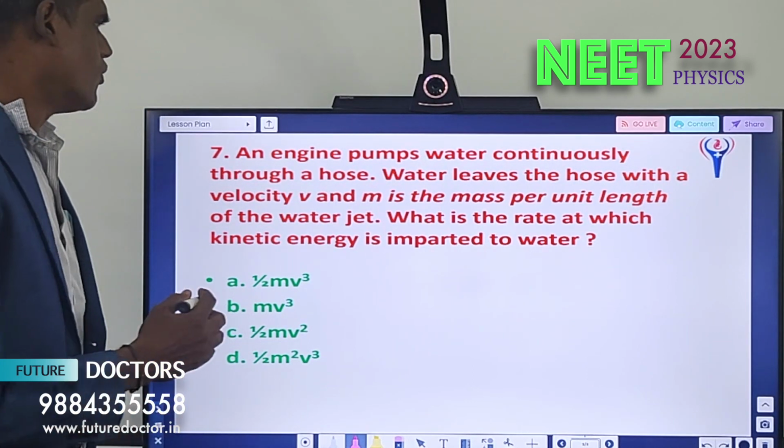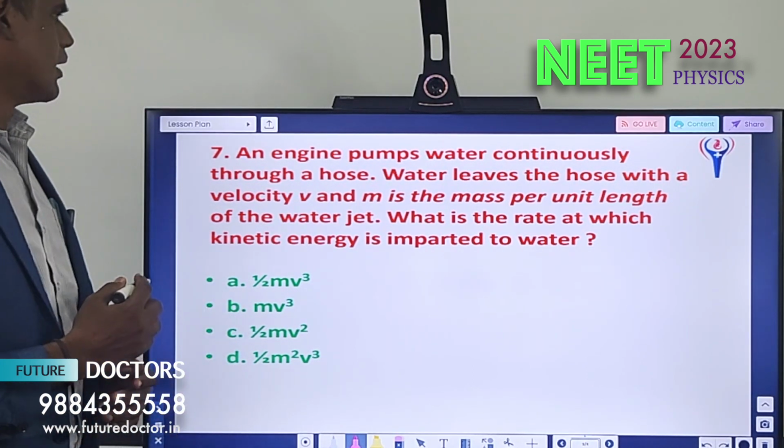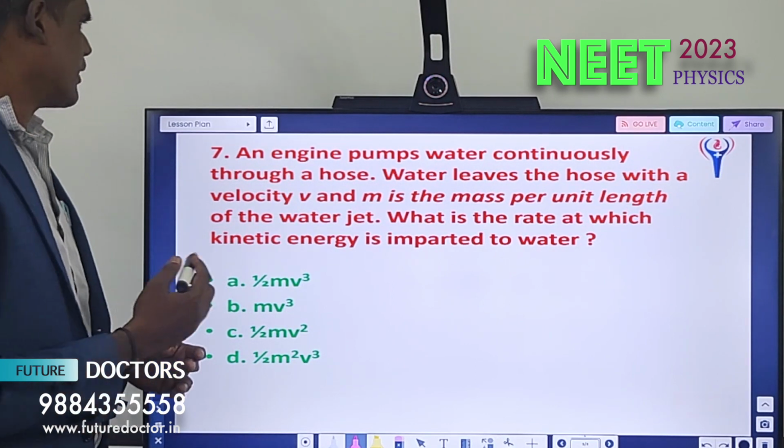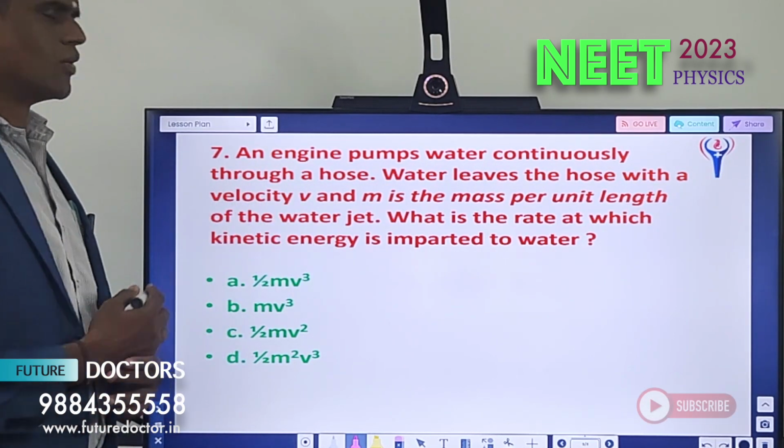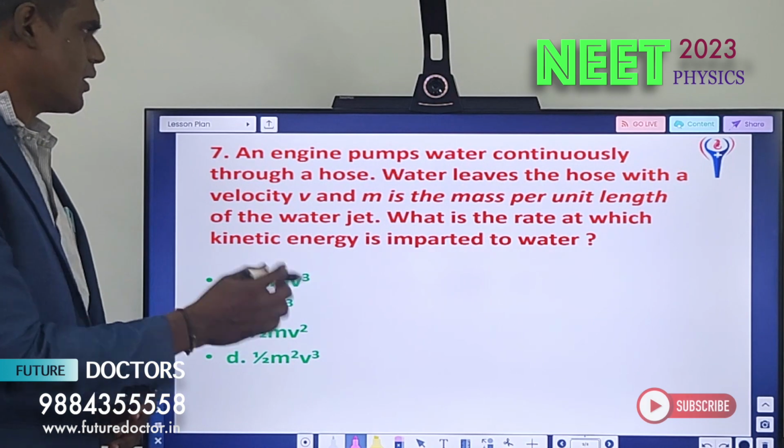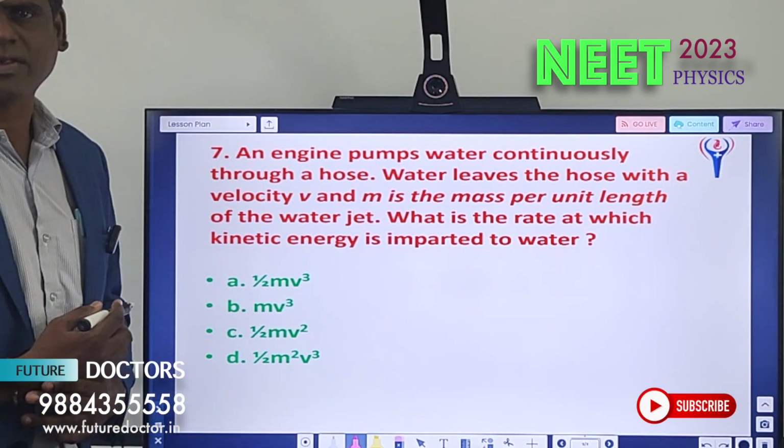So here you should find the relationship for rate of kinetic energy, and then what's the other thing given? Mass per unit length, velocity. So from this you should find the solution for this question.